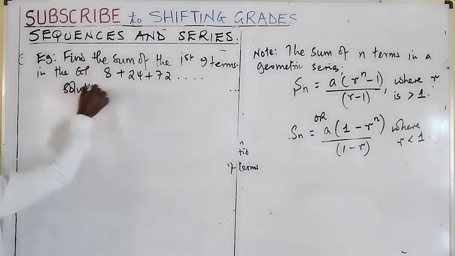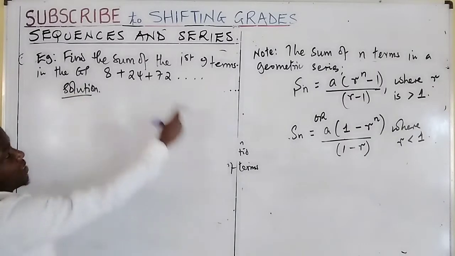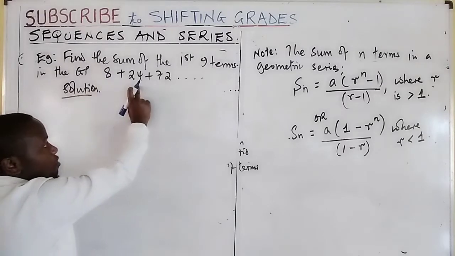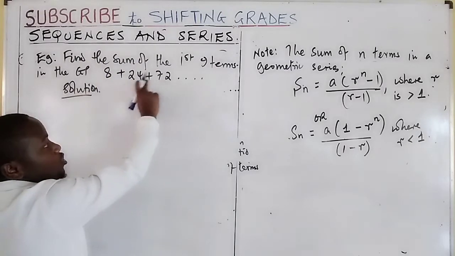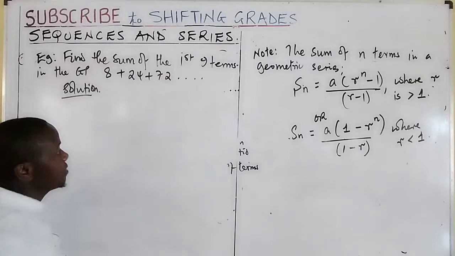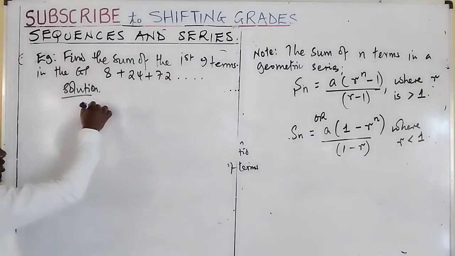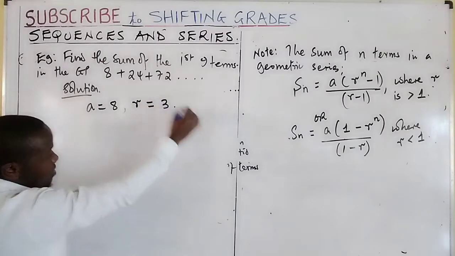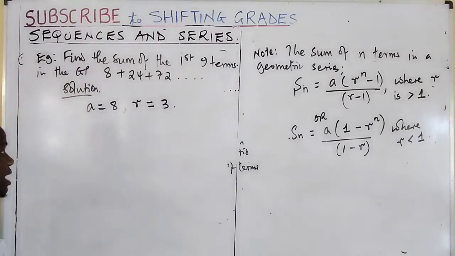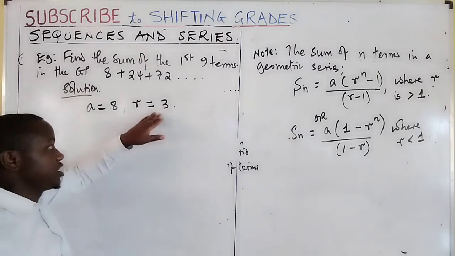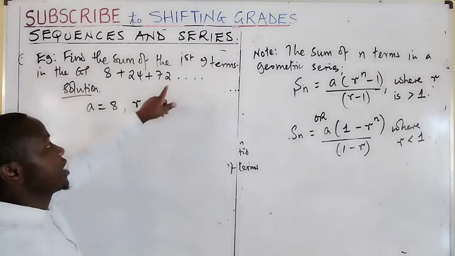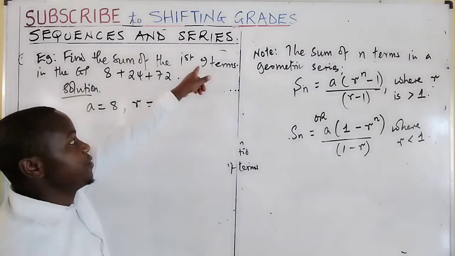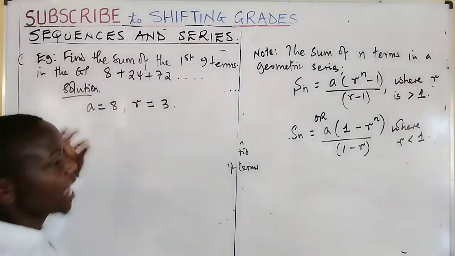Solution. Because we know how to get any term, we can see that from 8 to 24 we multiplied by 3, and from 24 to 72 we multiplied by 3. Therefore the first term is 8 and the common ratio is 3. We could multiply by 3 to get the next term until we get the 9 terms and add them.